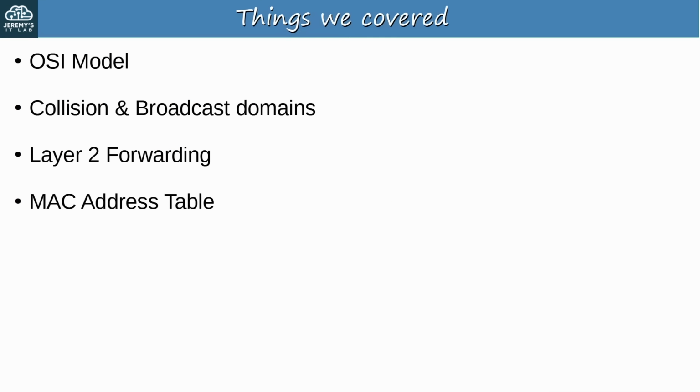So, here's what we covered in this video. We started with a review of the OSI model, then collision and broadcast domains. We also reviewed how Layer 2 forwarding is done using MAC addresses, and finally looked at the MAC address table, how to configure it and view it. Much of this video was review, but we also looked at a few new things. Finally, let's move on to the quiz.